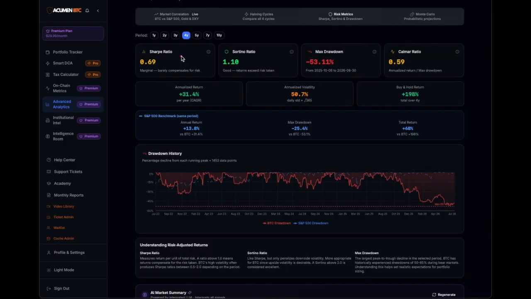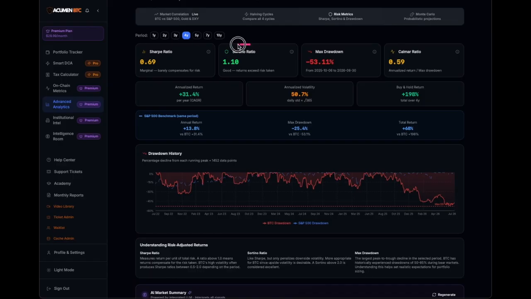The Sharpe ratio measures return per unit of total risk. Simple formula: take your return, subtract the risk-free rate, divide by volatility. A Sharpe above 1.0 is considered good, above 2.0, excellent. Right now, Bitcoin's 4-year Sharpe is 0.69, labeled marginal. That means returns are barely compensating for the volatility you're taking on. Not a red flag, but a signal that we're not in peak efficiency territory.